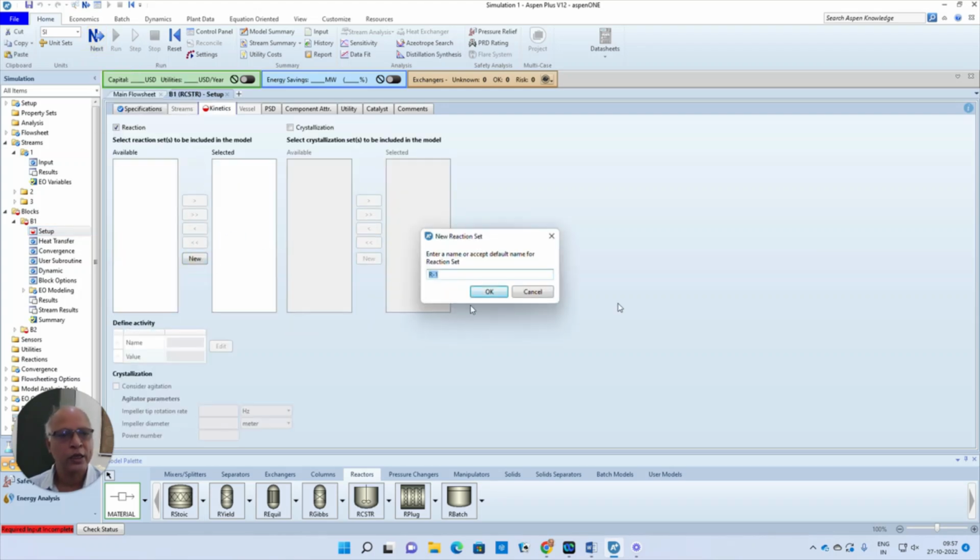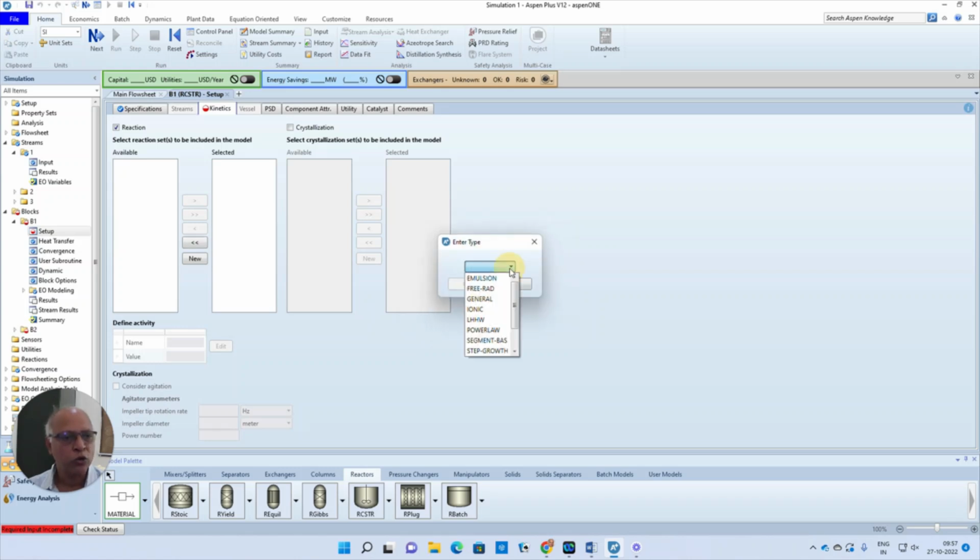So we need to define the reaction. It is labeled as R1. And we need to choose the kinetic model to represent this reaction. I am taking power law because it is given as elementary. So it's a first order irreversible reaction.